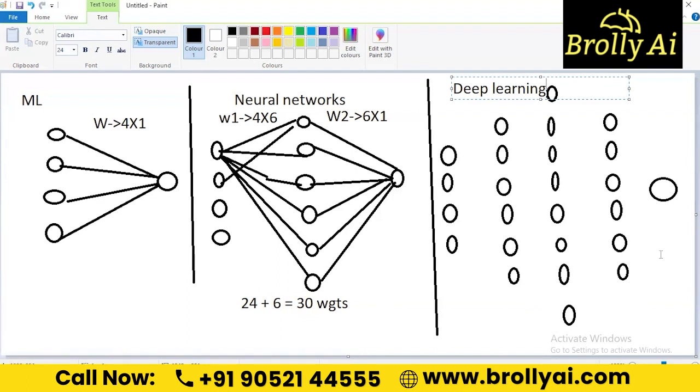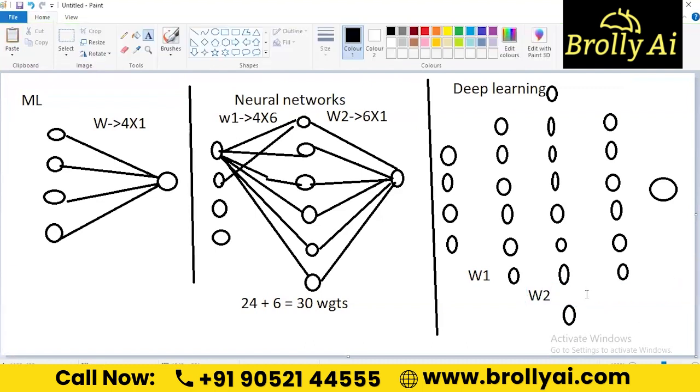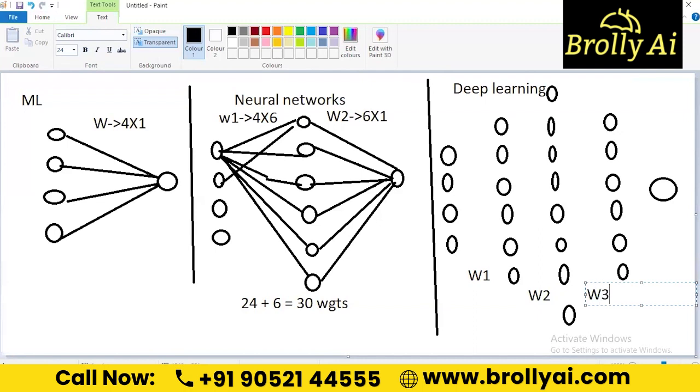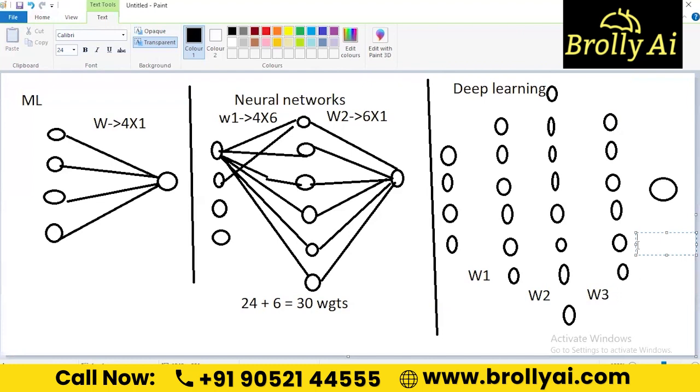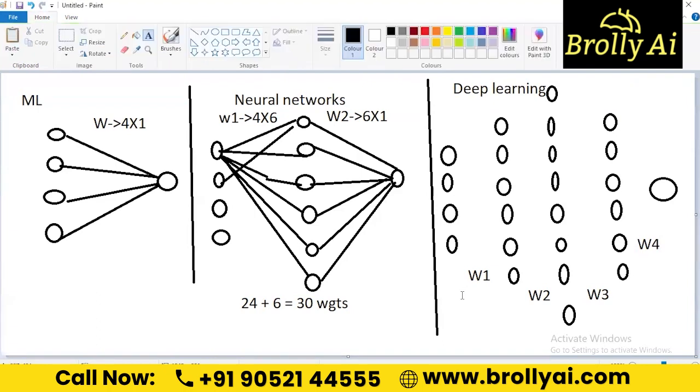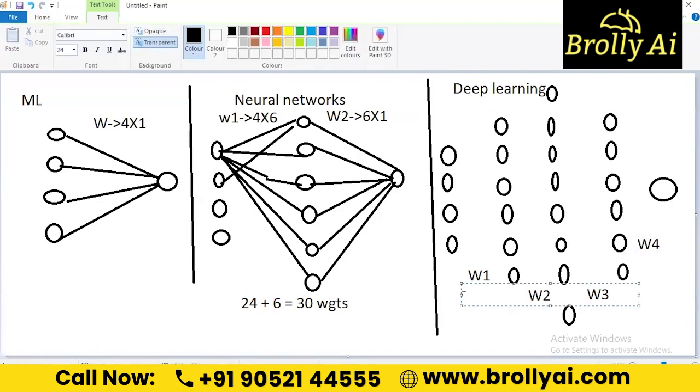First, you tell me in the deep learning picture, especially in the third picture, how many layers? 5 layers, right? Because of 5 layers, how many weight matrices? Between 1 and 2, 1 weight matrix. Between 2 and 3, 1 more weight matrix. Between 3 and 4, weight matrix number 3. Next one, between 4 and 5, 1 weight matrix, W4. How many weights here? 24. 4 into 6, that means 24, right?